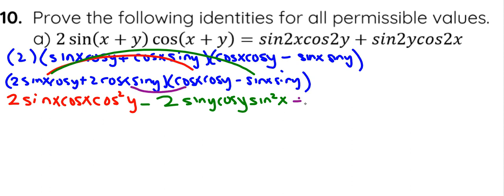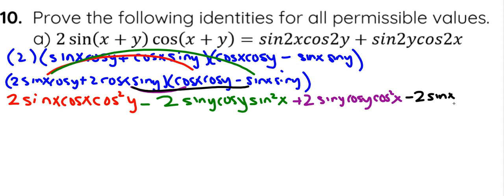Okay, and the next one I'm distributing here and here. So I have plus 2. I notice there's cos x and cos x, so I'll write down the sine y cos y, and then the cos squared x. And then the last one that I multiply together, I have the sine y's in common this time, so I'm going to go minus 2 times sine x cos x, and then sine y times sine y is sine squared y.